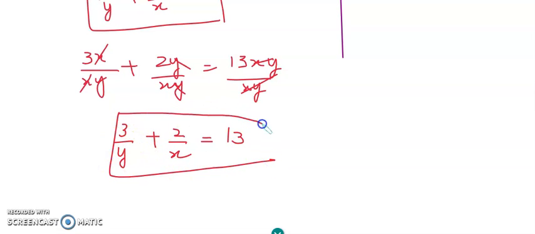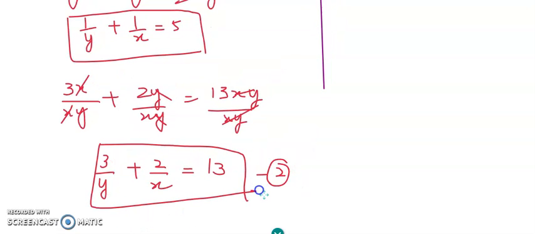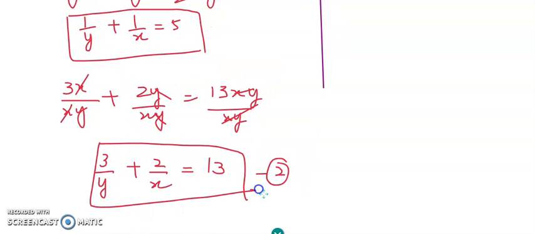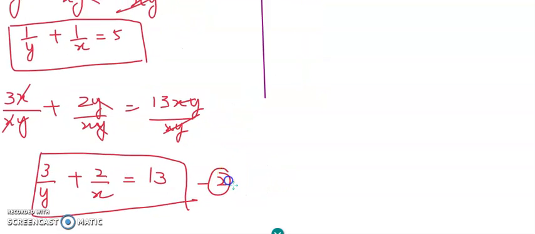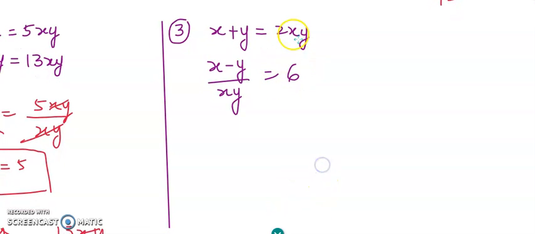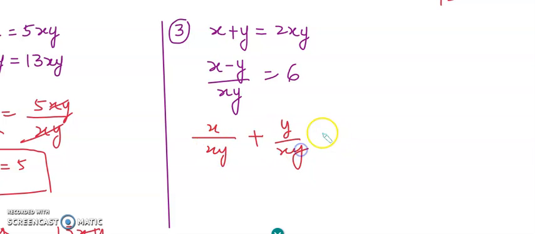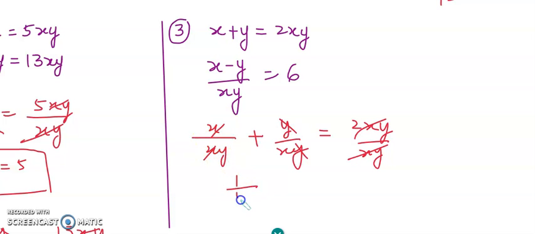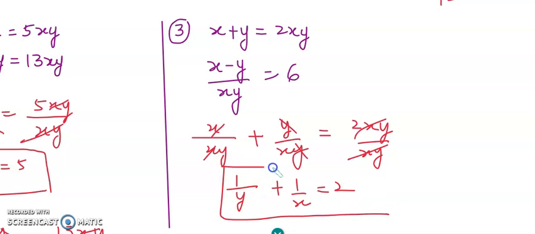So I end up with 3 upon y plus 2 upon x equals 13. And then you substitute 1 upon x, 1 upon y as a and b, right? And you get your equations: a plus b equals 5, 3a plus 2b equals 13. Now in the next question, the first equation I'll divide by xy, and the second is already divided. So x upon xy plus y upon xy equals 2xy upon xy. xy cancels, y cancels, x cancels. So 1 upon y plus 1 upon x equals 2. That is my first equation.